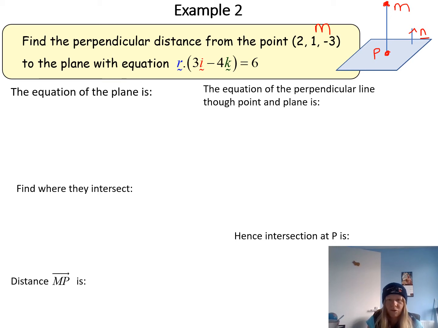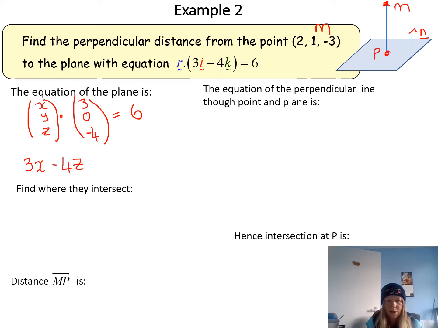So off we go. The plane also could be written as R equals X, Y, Z dot 3, 0, minus 4 equals, obviously, N dot A, whatever that was, it came out as 6. And for later on, when we sub something in to see where the plane meets the line, we need the equation in that form, 3x minus 4z equals 6. So this line MP, we know it has the same direction as the perpendicular to the plane because we're after the shortest distance, and that's always perpendicular.